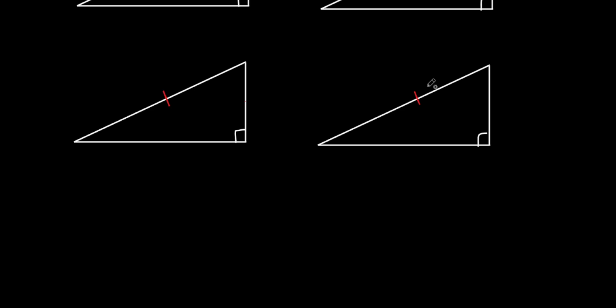It's opposite the right angle. The hypotenuse is always opposite the right angle. Okay, so this time they're giving you the hypotenuse. Okay, so what am I going to write? H.